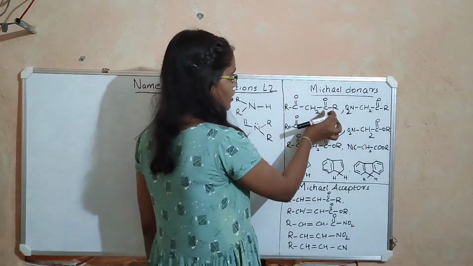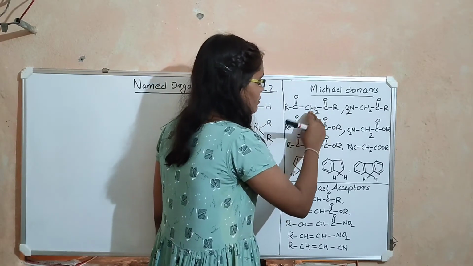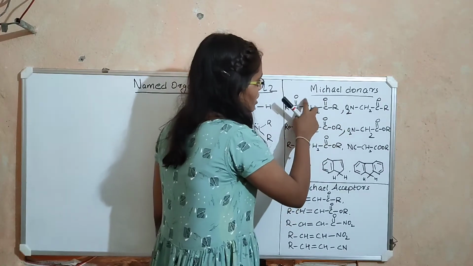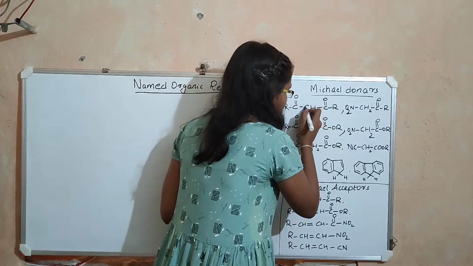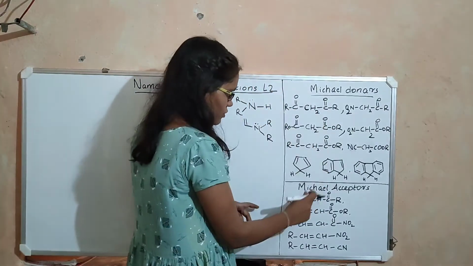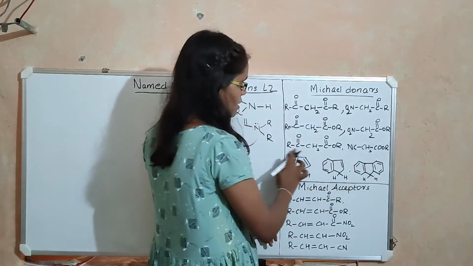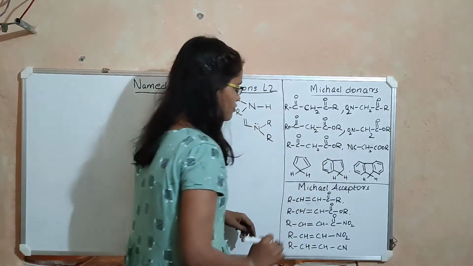So these electron withdrawing groups make these protons acidic so that they can be easily released or given away as H plus and a carbanion gets generated here. Okay. Now this generated carbanion will attack on this beta carbon. So all these compounds are capable of generating a carbanion in the presence of base.